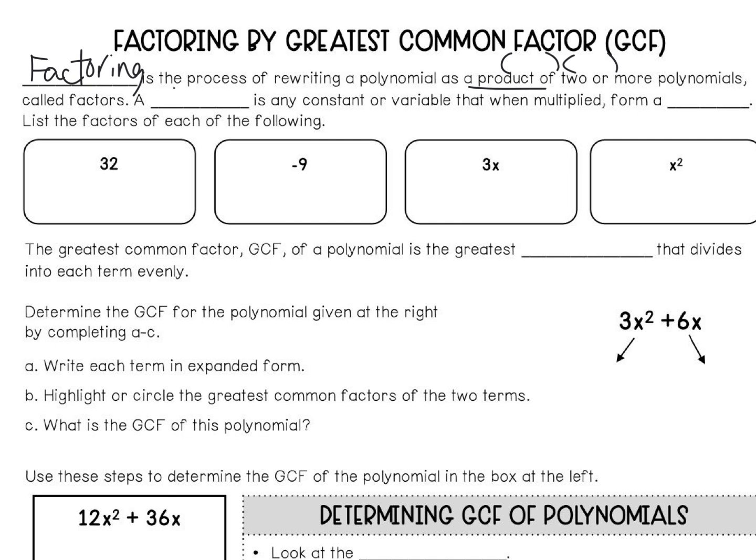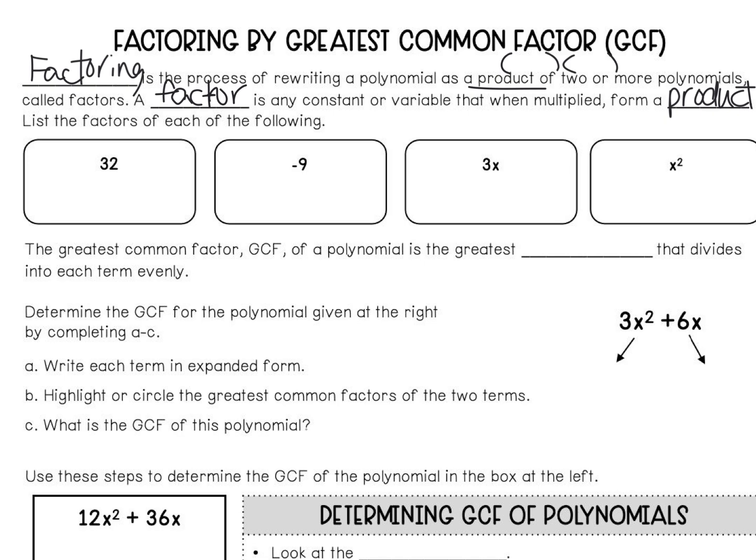A factor, which means multiply, is any constant or variable that when multiplied forms a product, right? Because when we multiply two factors, we get a product. Okay, so we're going to start slow today. We're going to start by listing our factors.